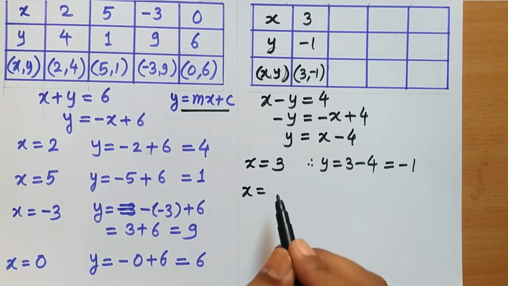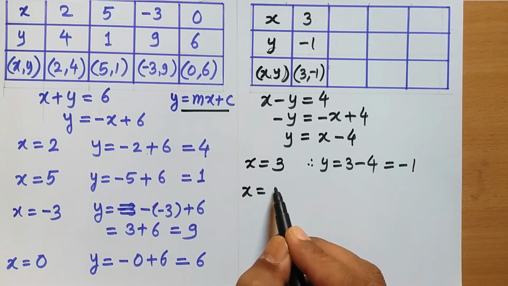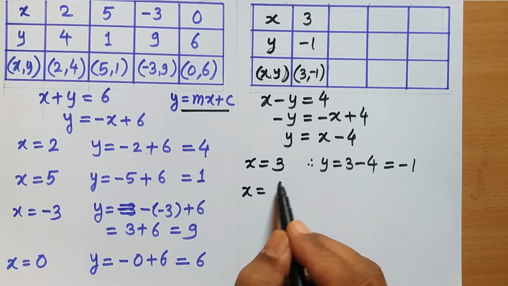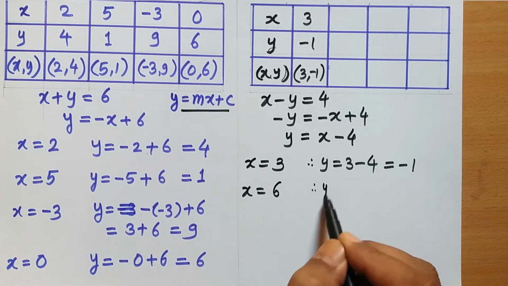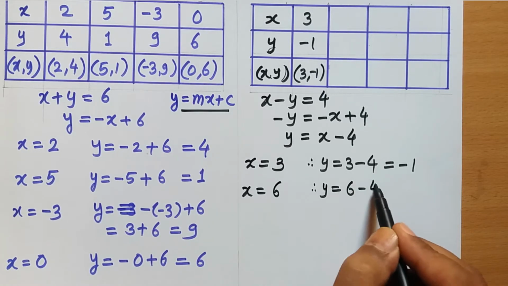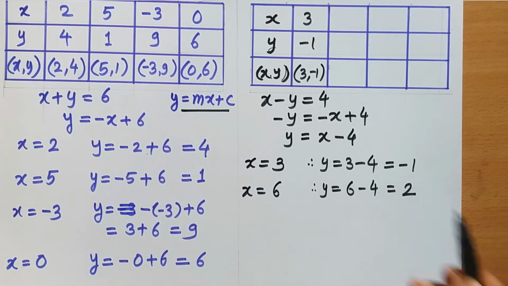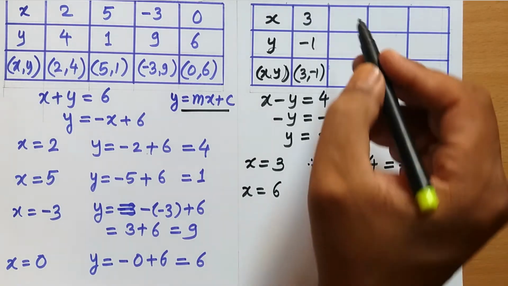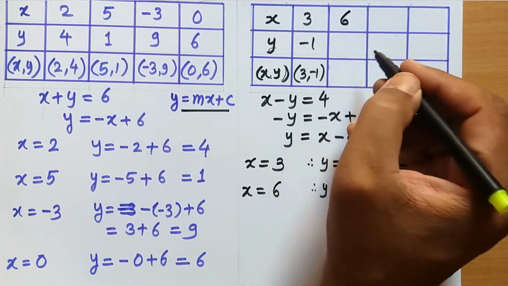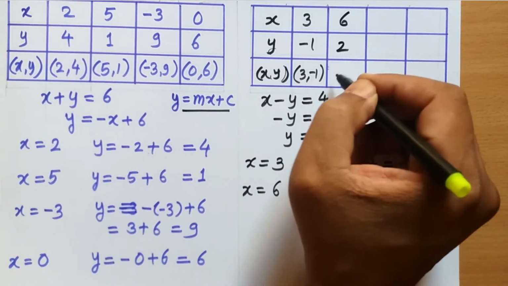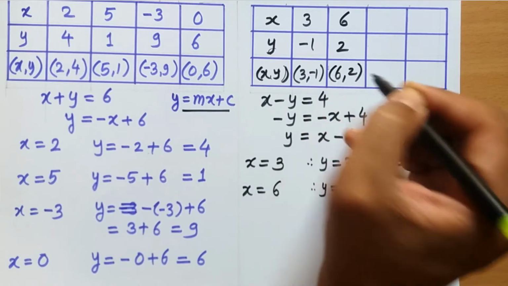Take another value of x. Let us take it as, suppose, 6. So y is equal to 6 minus 4, which is 2. So the second point is 6 and 2.